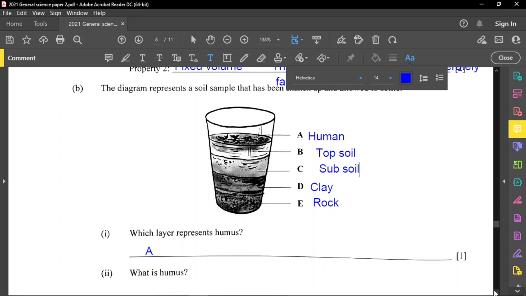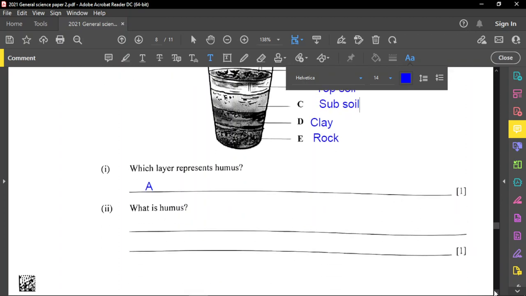Next, here is: what is humus? Humus, we'll define it as this: it is the rich part of the soil that was formed from decayed plants and animal materials. So plants and animal materials.